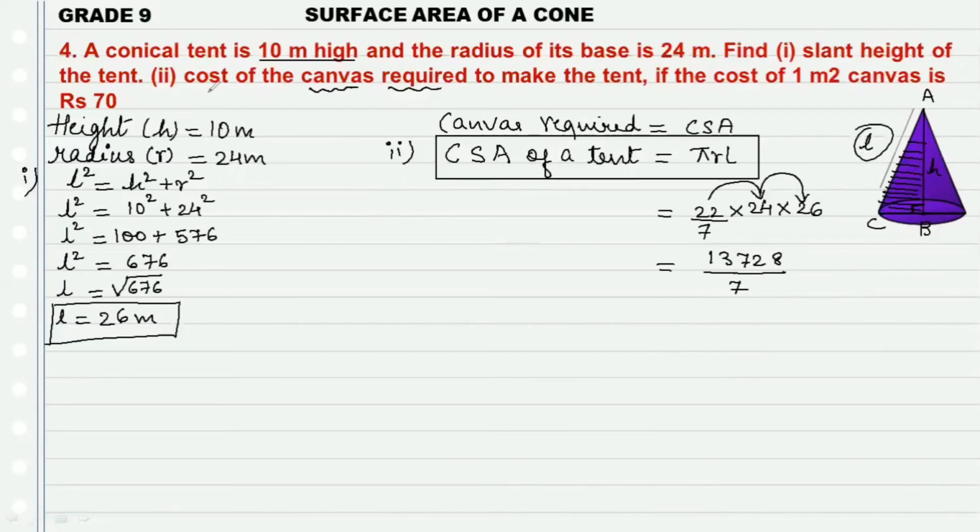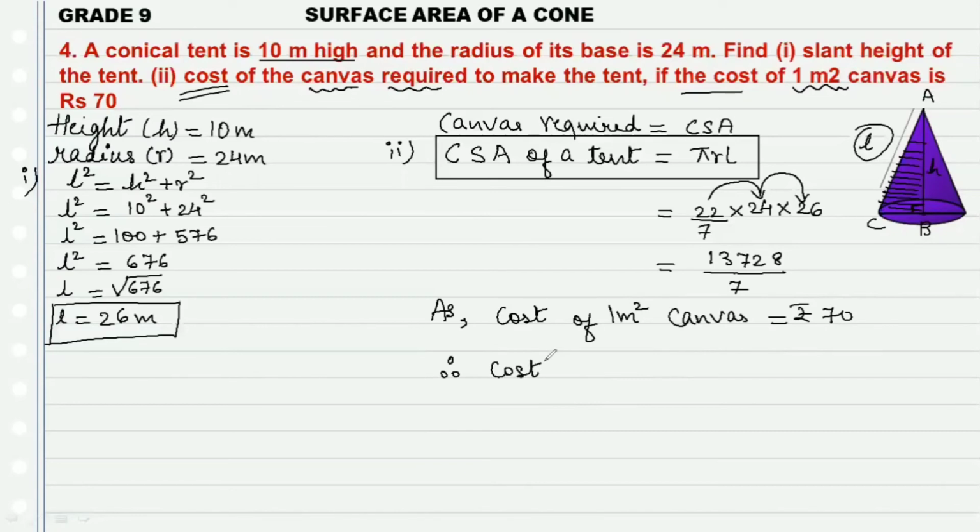The question says that we have to find the cost. If the cost of 1 meter square of canvas is rupees 70, okay, as it is given, cost of 1 meter square canvas is rupees 70.